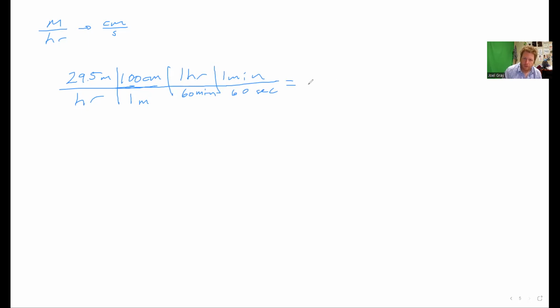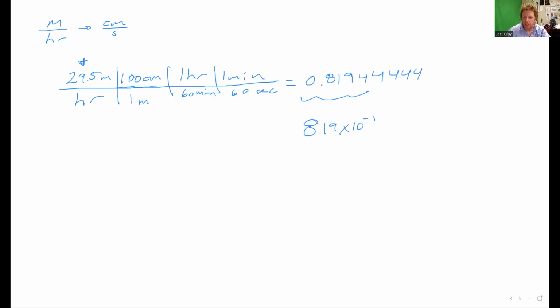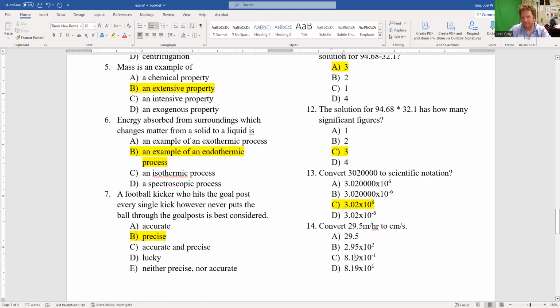I got 0.8194444444 repeating. Now my answer has 3 sig figs, so I'm going to write this 0.819 in scientific notation. So I'm going to write it as 8.19 times 10 to the negative first place. So I'll switch back over to my exam and make sure that I've got that as an answer option. 8.19 times 10 to the negative first. There it is, to the negative first, because it is less than the whole number of 1.